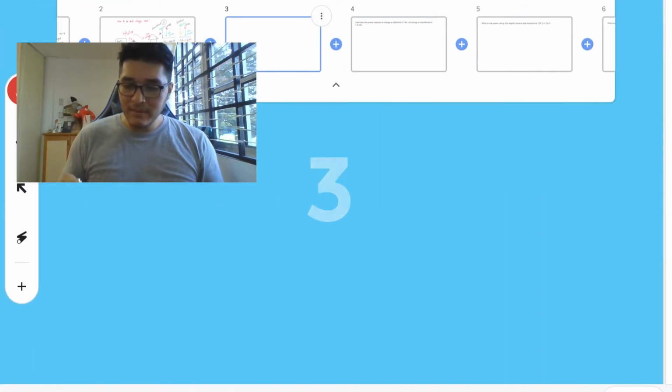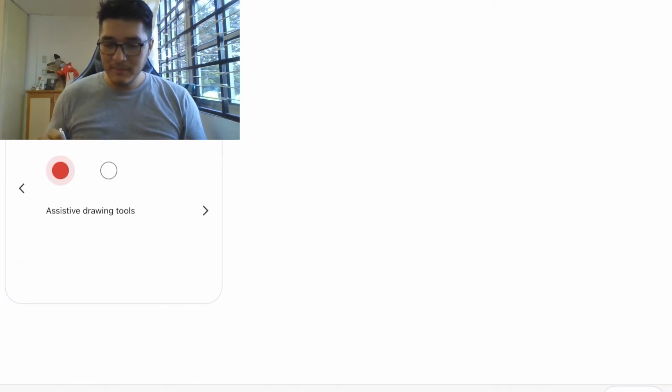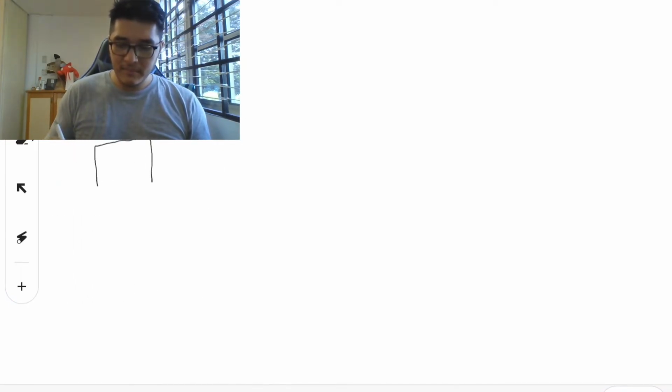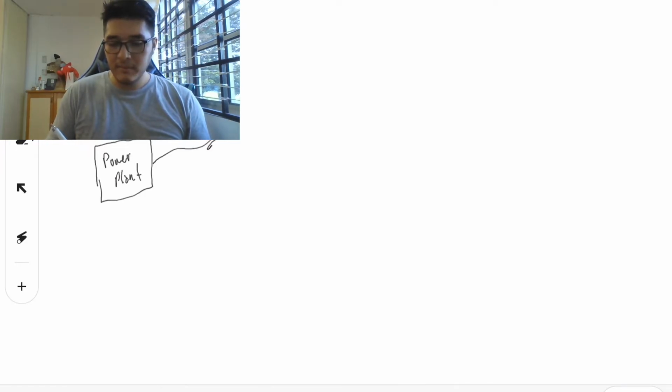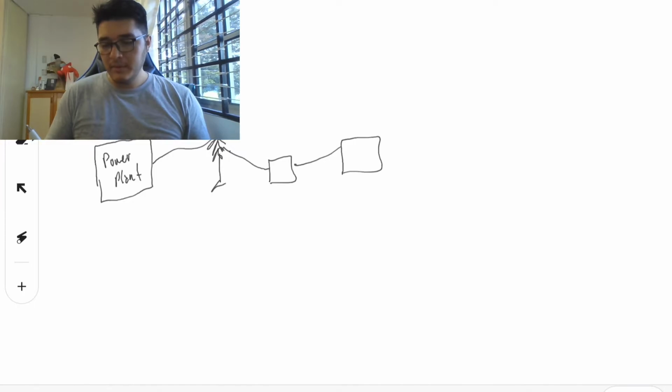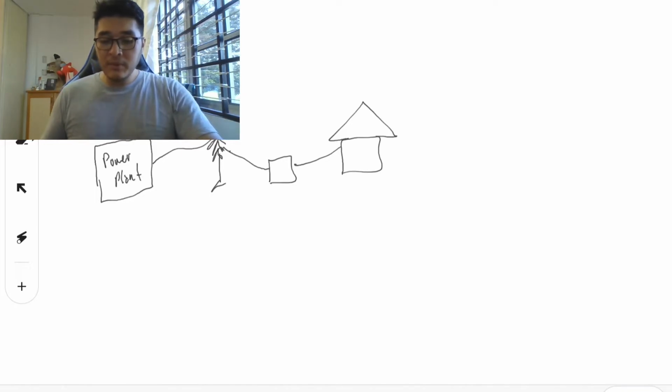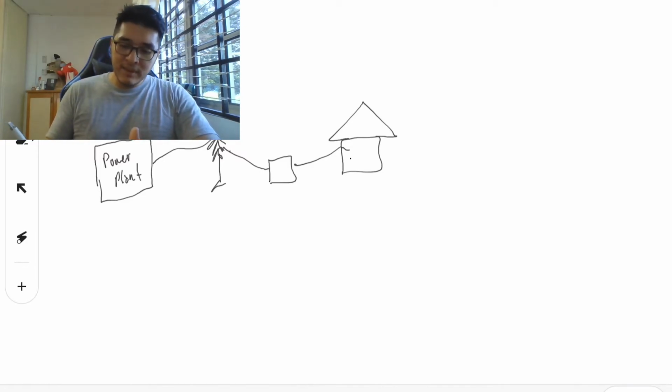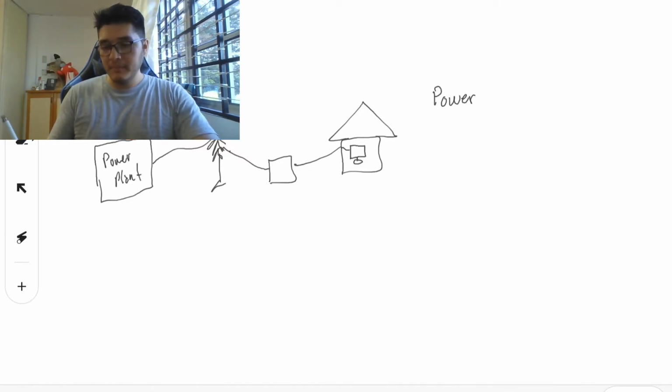Okay, so now let's have one more slide. So we have the power plant, transformer, and into your home. Now, once it goes into your home, so we know how it gets there. But once it gets into your home, let's say you want to light up your TV. Your TV usually has a power rating. Have you seen those on the stickers?